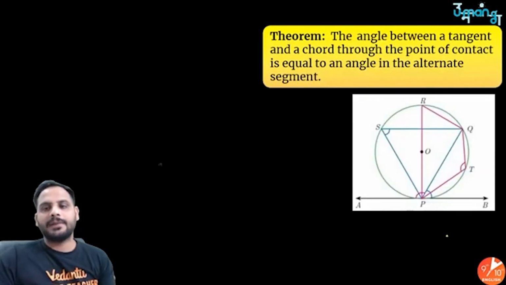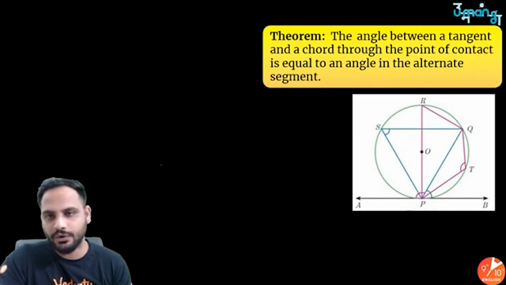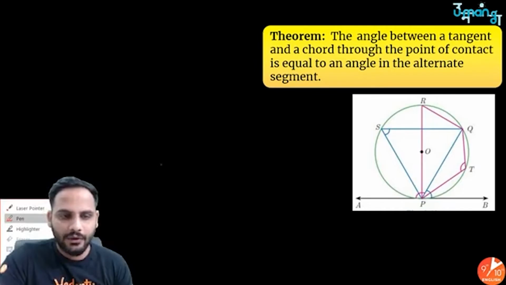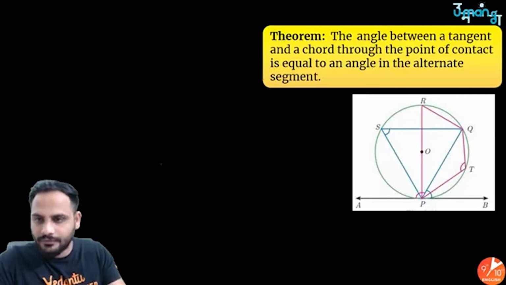Okay. And the last part is the angle between a tangent and a chord through a point of contact is equal to the angle in the alternate segment. How do you solve this? See what I am saying. Suppose I'm talking about, let's say, this chord PQ. This chord PQ is making some angle over here.